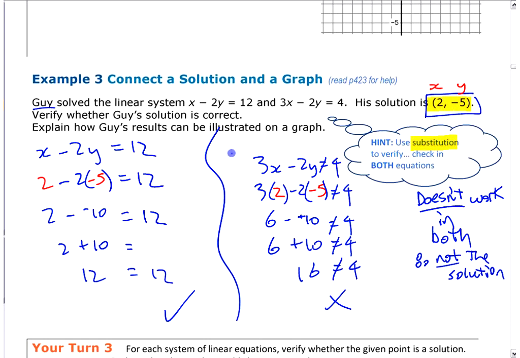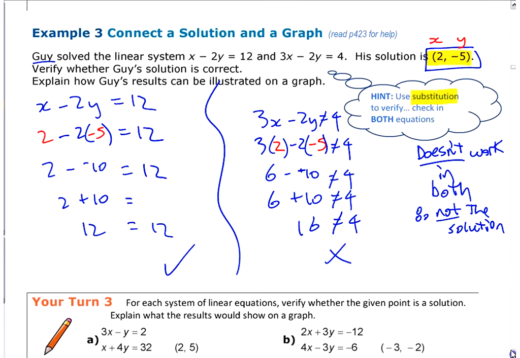It says explain what it would look like on a graph. If you drew a graph of this, let's just pretend we drew a graph. I'm just going to do this right here. This is a very small graph. Let's pretend that we drew the first line on here, and the first line went from here to here or something like that. Let's pretend that was the first line. And let's pretend the second line looked something like this.